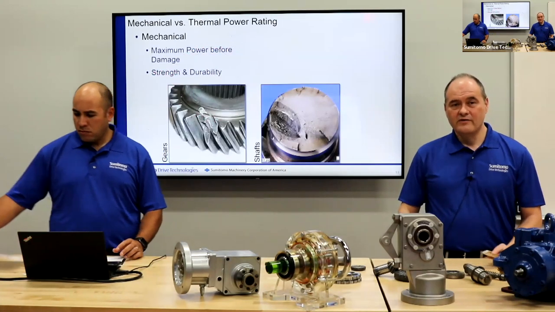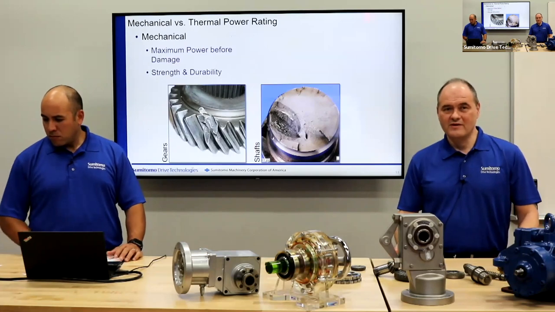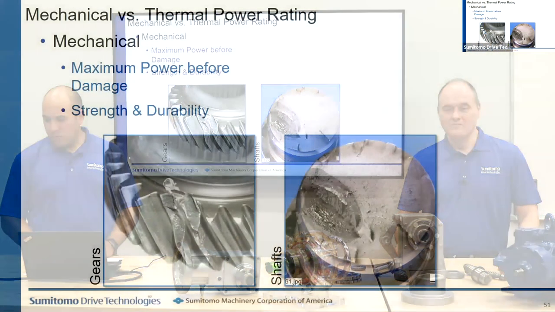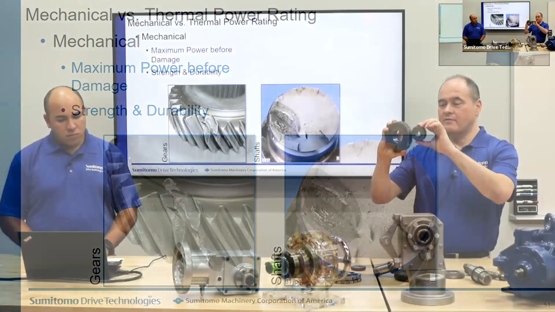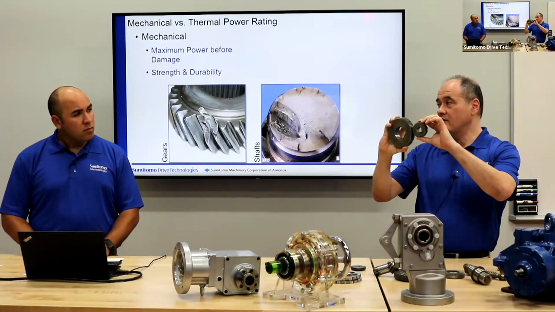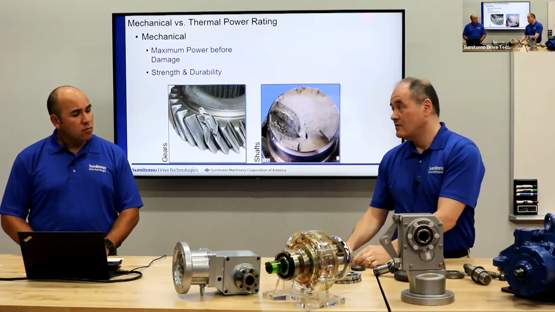Now, gear systems have different power ratings. With mechanical power, gears are concerned with strength and durability. Strength just relates to the resistance to bending. If you remember the spur gear example, with only one tooth in contact, you can get a high enough load there that you get some bending in that tooth. If it gets excessive, you can break those gear teeth.